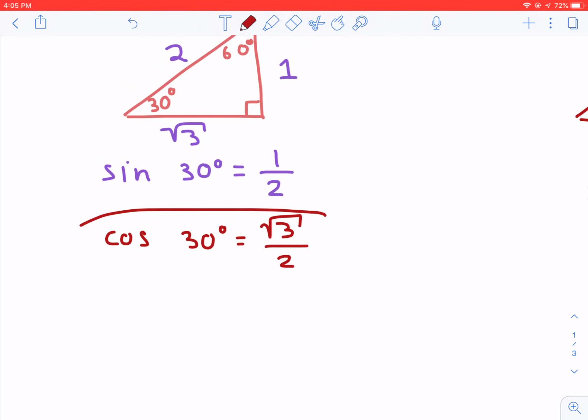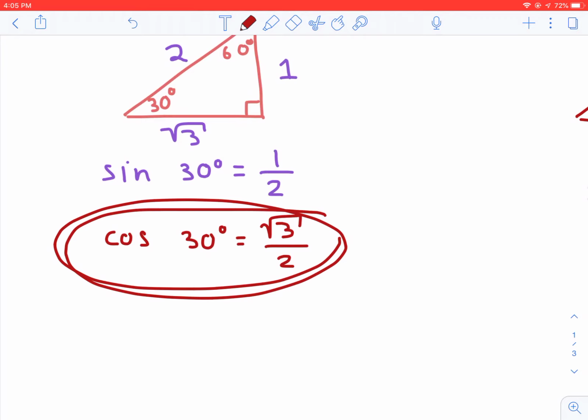So you need to know this value exactly. Your calculator will not give you that value. For example, let's all type in cosine of 30 right now into our calculators. The trig button is next to number 7.